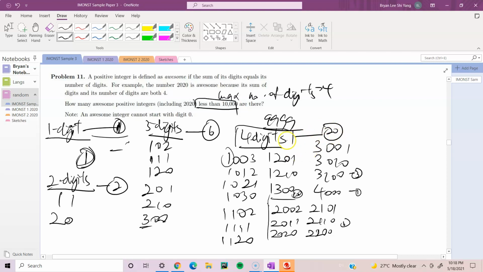So you need to list them all out and then double check to ensure that you have not left something out. So adding up 1, 2, 6, and 20, in total there are 29 cases for this. Okay, so the answer to problem 11 is 29. Hope you understood my solution, and we'll move on to problem 12.